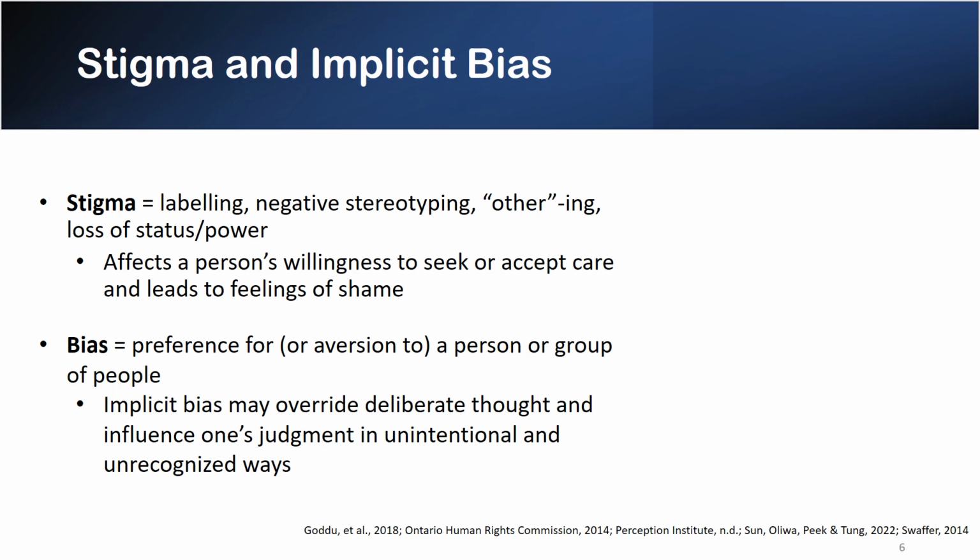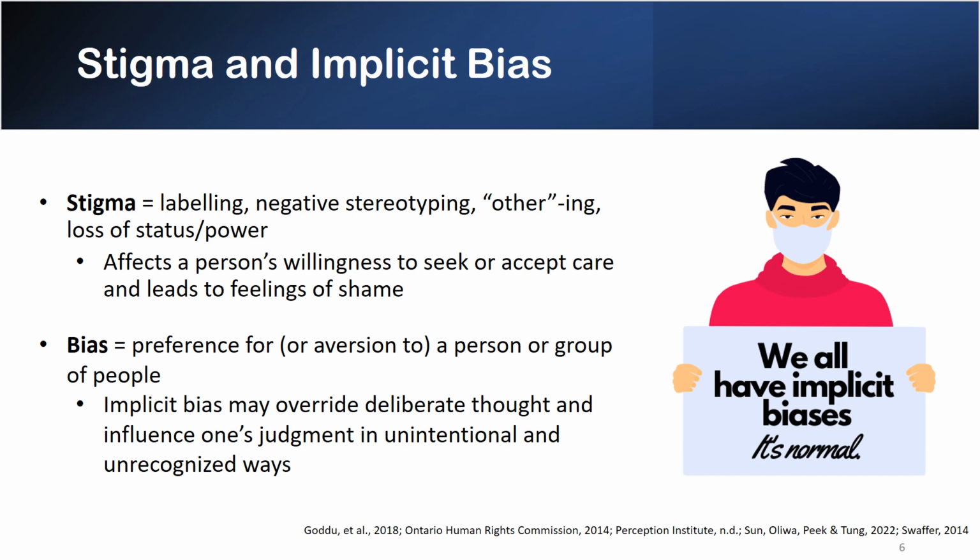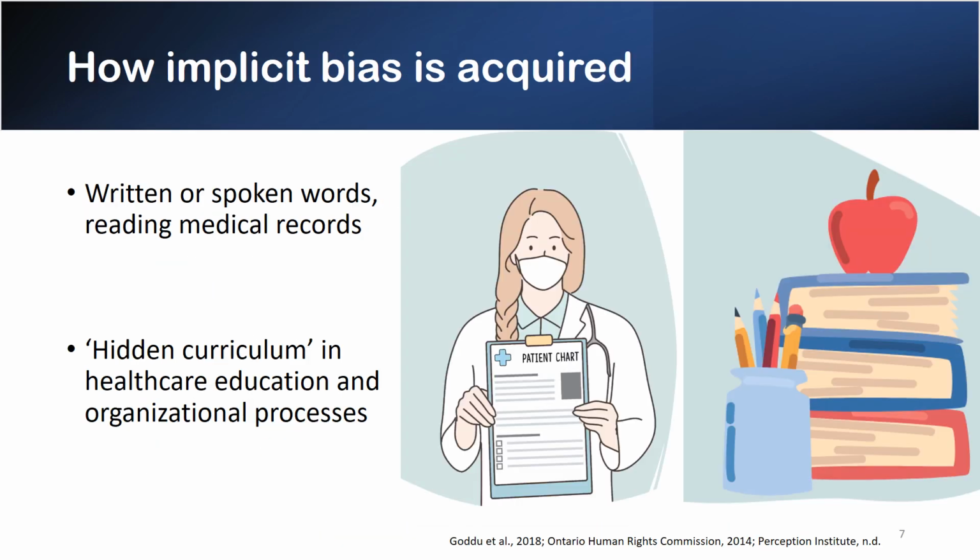We use the term implicit bias to describe when we have attitudes towards people or associate stereotypes with them without our conscious knowledge. It is important to note that we all have implicit biases. It's normal. If we all have implicit biases, how are they acquired?